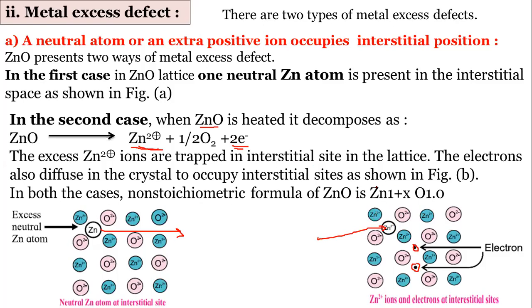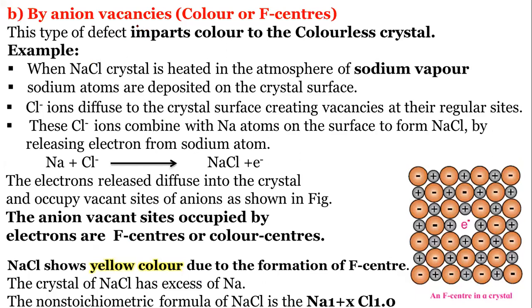So see, the stoichiometry is changed. The stoichiometry of the zinc oxide will be Zn 1+x and oxygen 1.0. Stoichiometry means the ratio, and the ratio of the cation and anion is different. So it is also a good example of non-stoichiometric defect, metal excess defect, in which the metal is in excess. There are two cases in this zinc oxide. First, the neutral atom, which we discussed, and the second type is by anion vacancies.